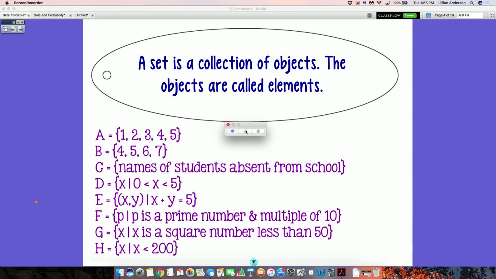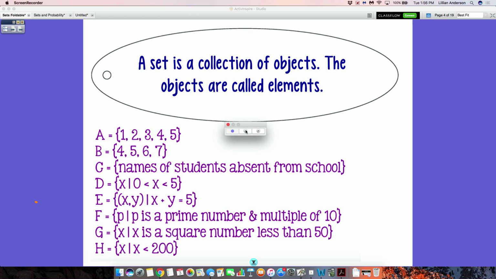A precise set is one that's specific, okay? Like example A and example B, those are examples of precise sets because you've got 5 numbers in them, 1, 2, 3, 4, 5. B is an example of a precise set, 4, 5, 6, 7, and so on and so forth. You guys okay with that? That word, precise?